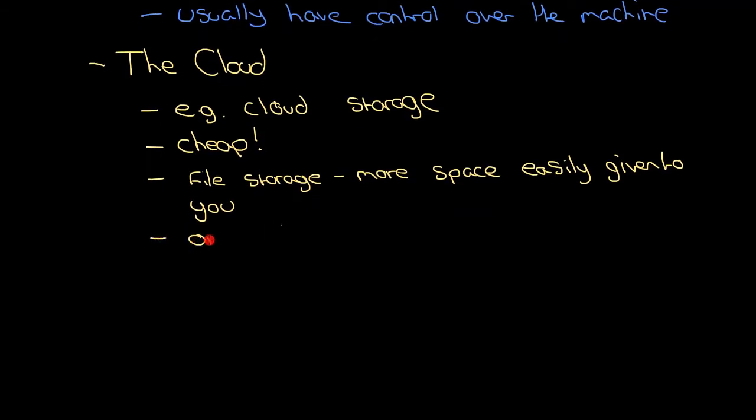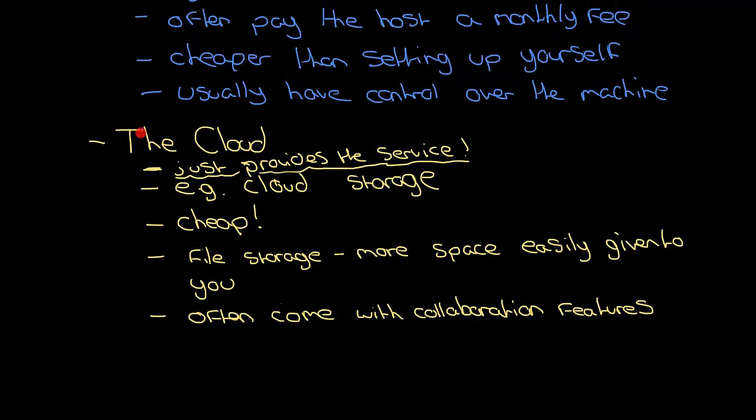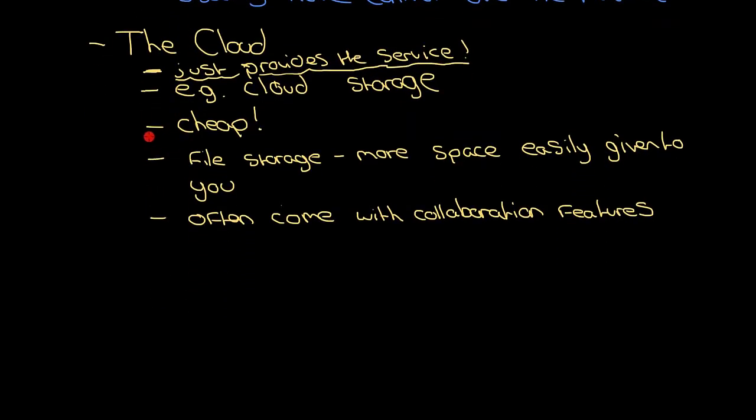And often these days, they all come with sort of collaborative features. So you've got the idea for like Google Drive, for example, you can easily share files between groups and between people. But you've also got sort of like online word processors and online spreadsheets, which let you work collaboratively as well. When you're dealing with cloud computing, it just provides that service. And it's worth saying, using the cloud, you end up with the advantages of hosting as well. So you don't have to worry about paying someone to run that server for you or anything like that.